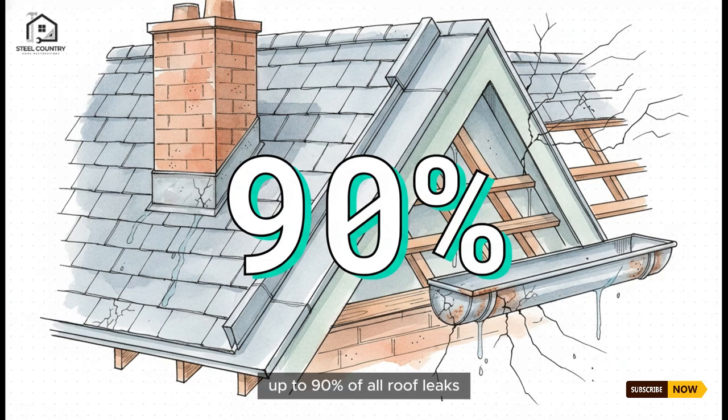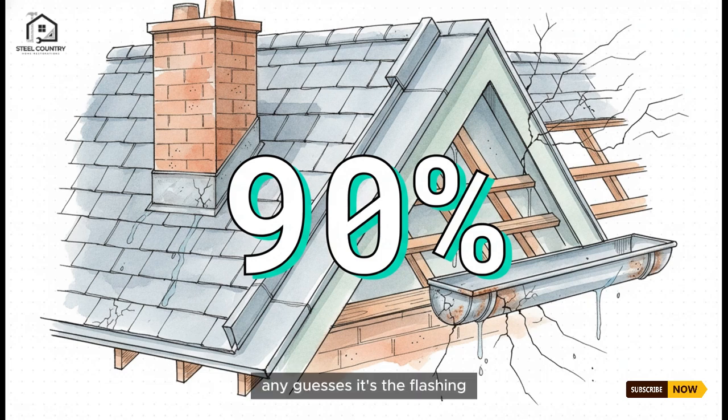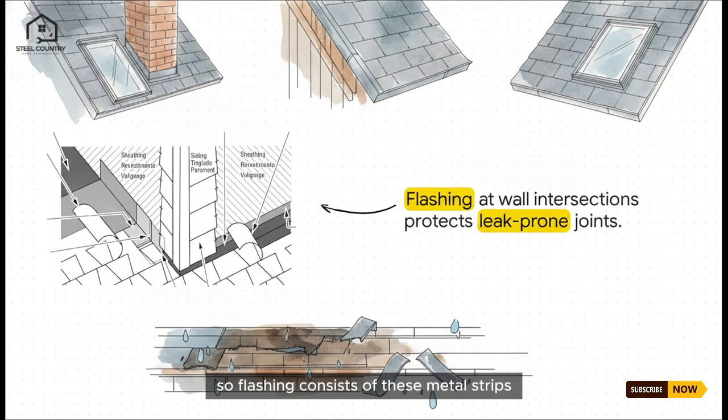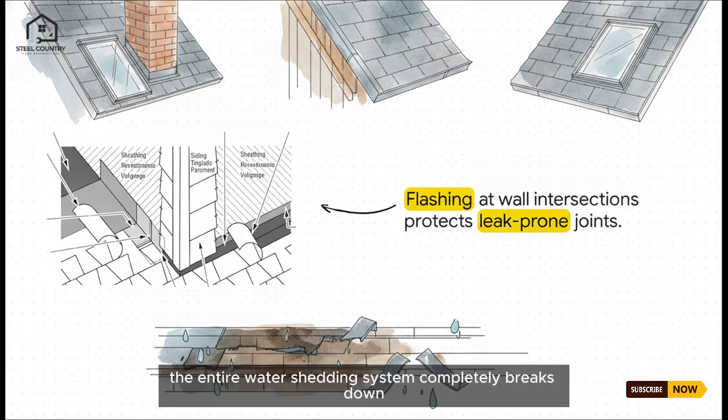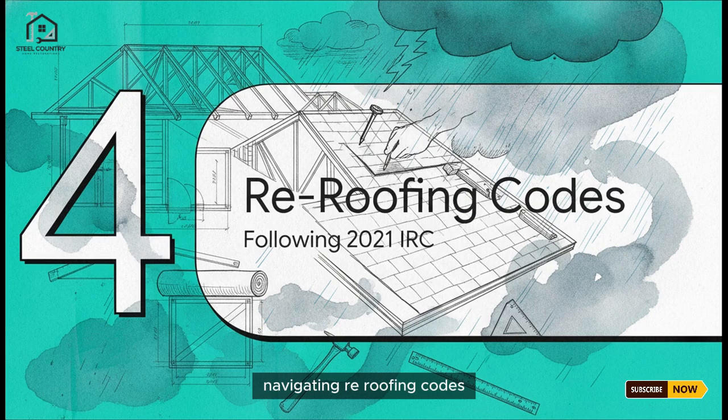And here is a totally staggering statistic. Up to 90% of all roof leaks trace back to a failure in just one specific component. Any guesses? It's the flashing. So, flashing consists of these metal strips that act as a vital, watertight shield. They protect the absolute most vulnerable joints and corners, like where your roof intersects with a vertical wall, a chimney, or maybe a skylight. If that flashing is damaged or poorly installed, the entire water-shedding system completely breaks down at that exact seam. Let's transition into the rulebook with Section 4, Navigating Re-Roofing Codes.